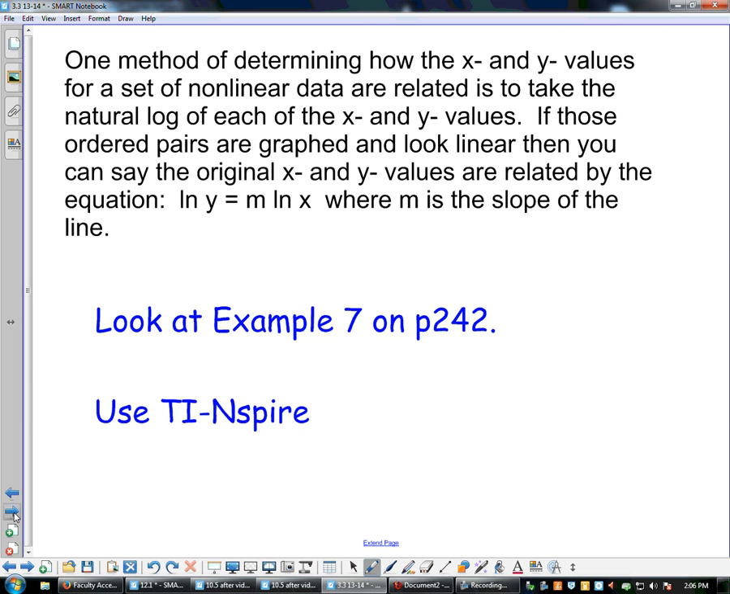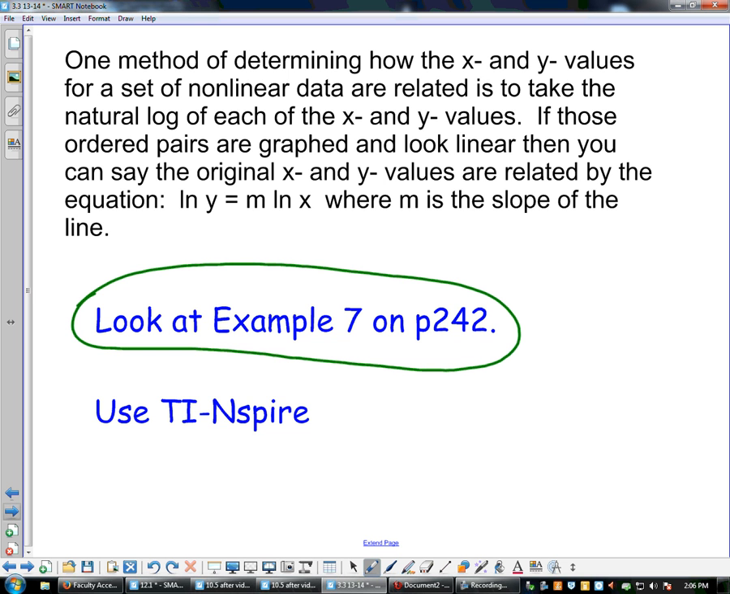I really like this example, but I figured this video is long enough already. So I will just ask you to look at example 7 on page 242. It's a nice real-life example of how logarithms are used, and it's a way of finding an equation that relates the distance that a planet is from the sun with how long it takes for the planet to revolve around the sun. It's a nice example of how logarithms can help us get an equation for the relationship between those two quantities.